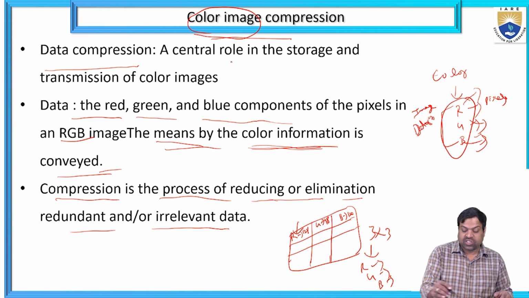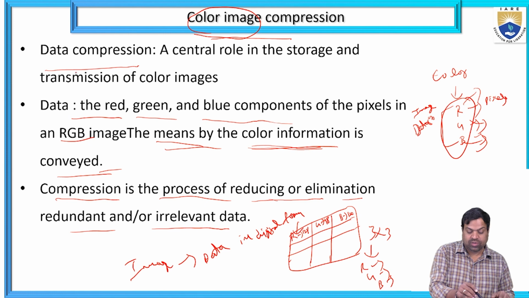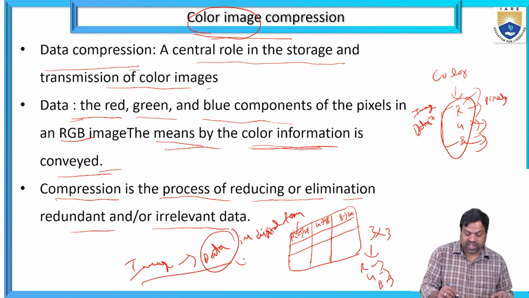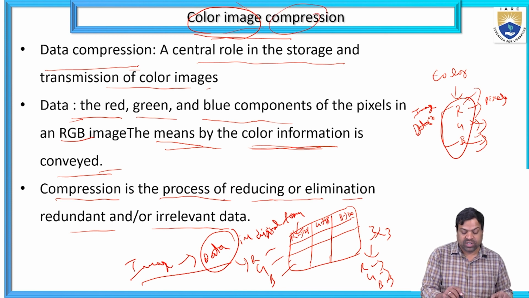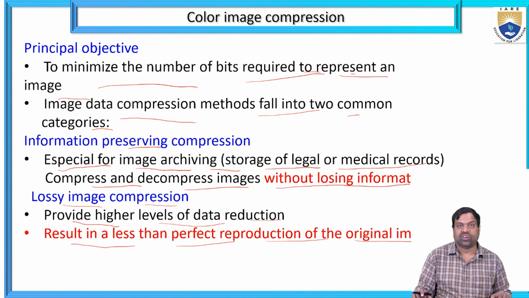An image is nothing but data in digital form. The data role is the storage or transmission of a color image. So the data is in the form of RGB, red, green, and blue. Why? Because it is color image compression, not gray. It is a process of reducing or eliminating redundant, irrelevant, or unnecessary data.